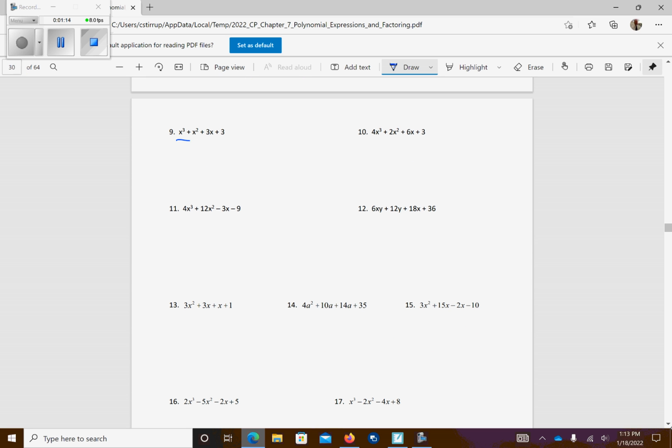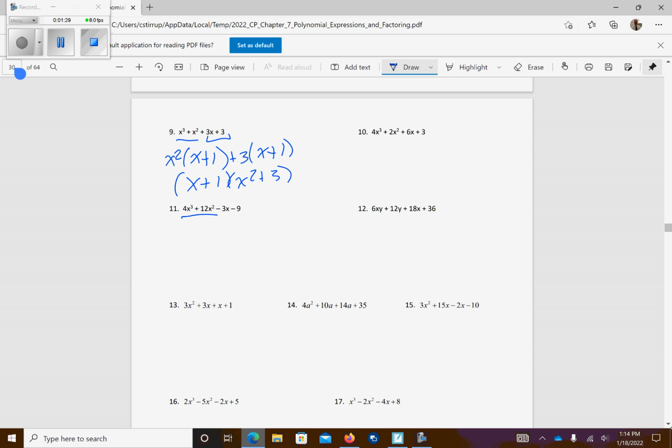All right, number 9, we're going to look at these first two terms. I have x squared, so I can factor out x squared, leaving x plus 1. And this one, if I factor a positive 3 out, I'm left with x plus 1. The x plus 1s are the same, so I'm left with x squared plus 3.